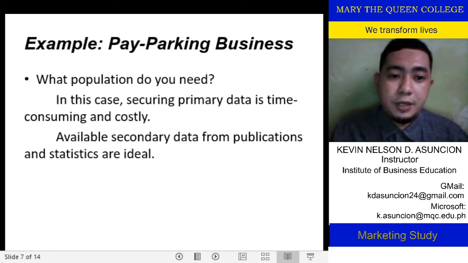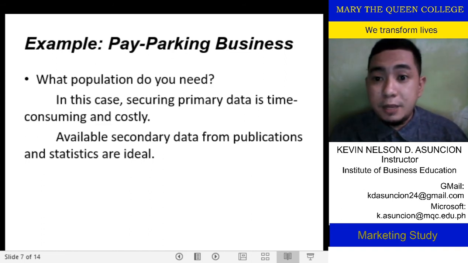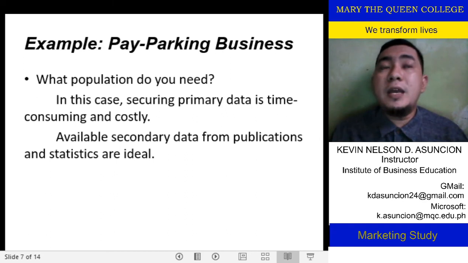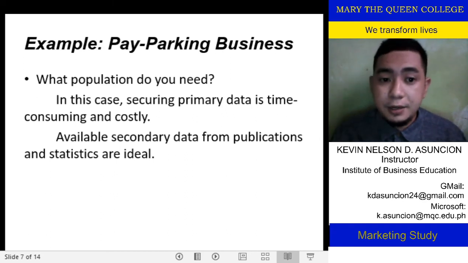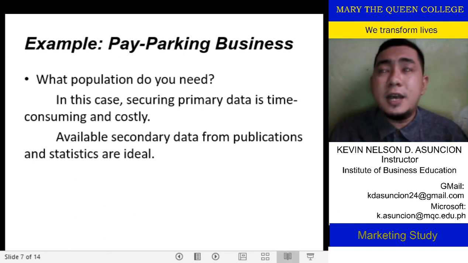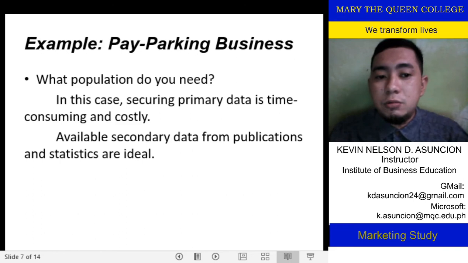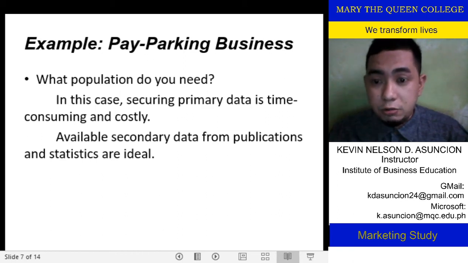Okay? So, in this case, pay parking business. So, sino yung target population ngayon? Your target population are those na may-ari o nagmamaneho ng sasakyan. That's the population that you'll be targeting. But, it doesn't end there. Hindi lang yung mga may-ari ng sasakyan, kundi marami pang factors na kailangan nating malaman. But, first, we need to select available secondary data from publication and statistics that are ideal to the research.